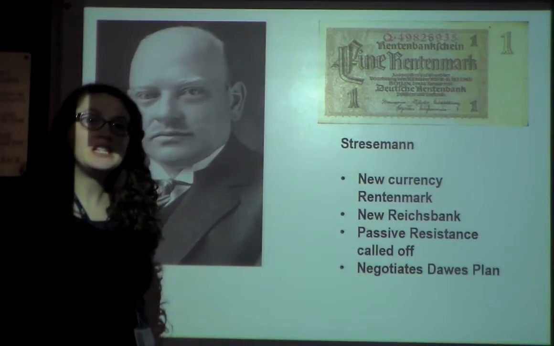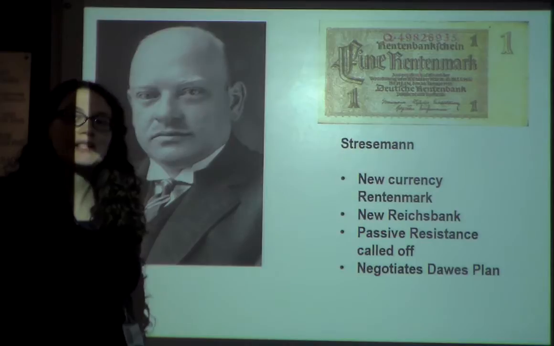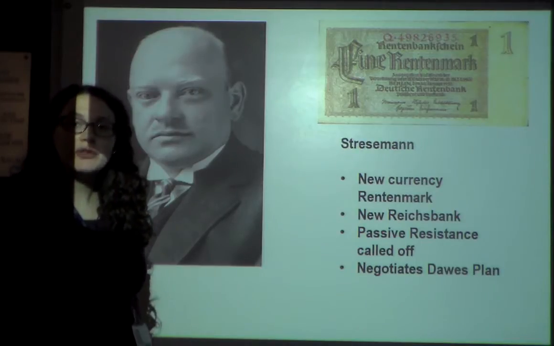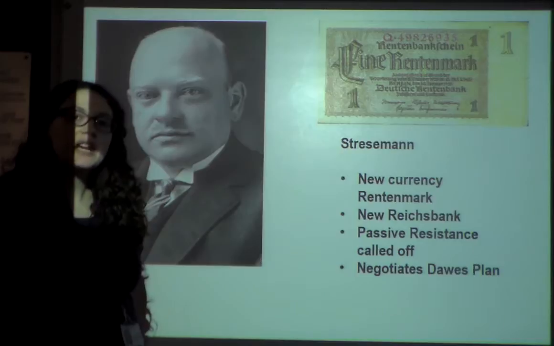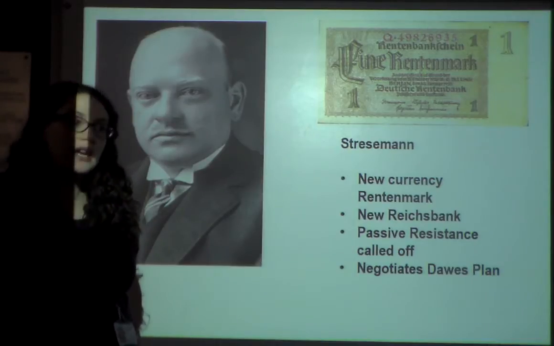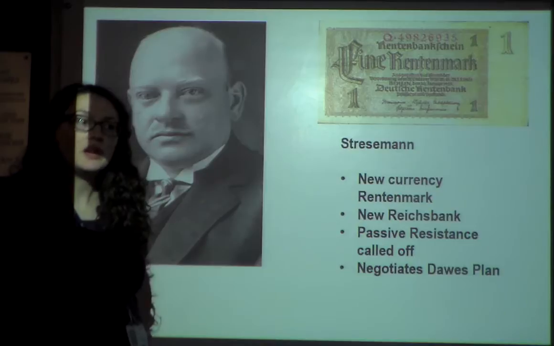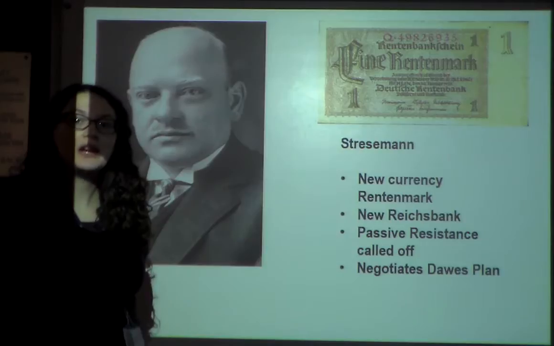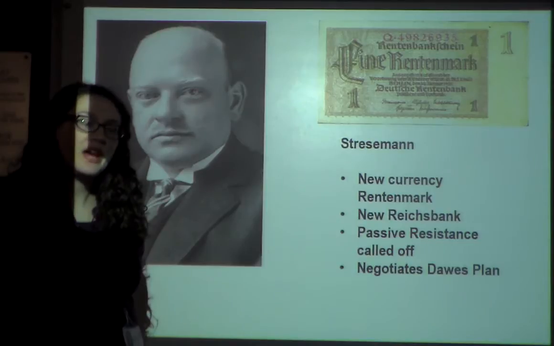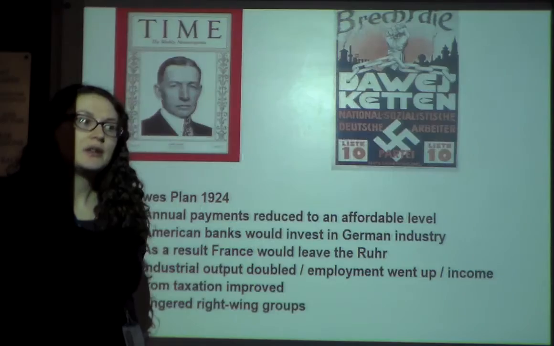He then took another key decision, which was to call off passive resistance. He needed to get the Ruhr back to work, so that meant getting the factories open again. At the same time, he begins to negotiate the Dawes Plan with the Americans. And this is vital because the outcome of the Dawes Plan results in the French and the Belgian governments agreeing to withdraw their troops. So Stresemann's actions deal with hyperinflation and stability begins to return.